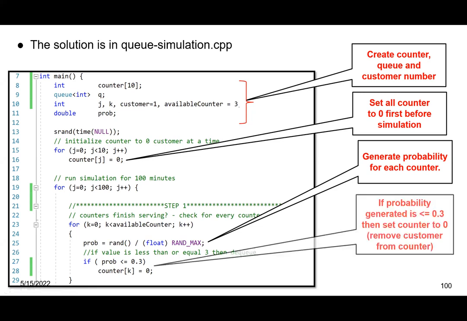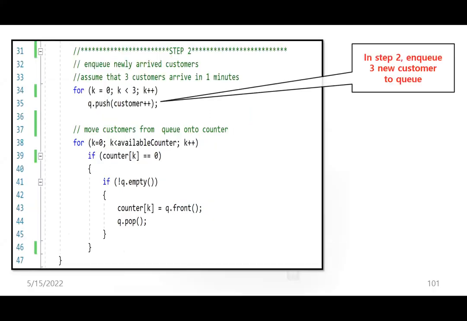How about my step 2? I need to enqueue newly arrived customers, right? In the scenario, it's mentioned that every minute I will have 3 customers arrive. So how do I enqueue these customers to the queue? Here I also use a for loop. I also loop 3 times because there are 3 customers, right? Every time I will remember the enqueue operation in the STL, the function is called push. So you put q.push(customer++).